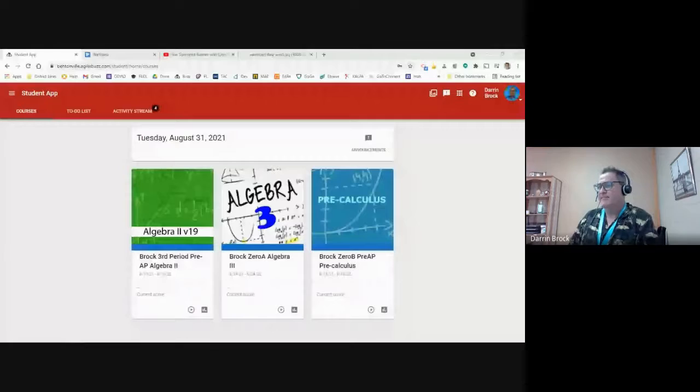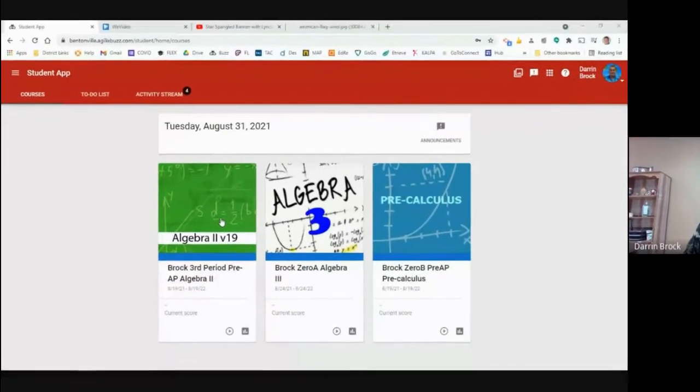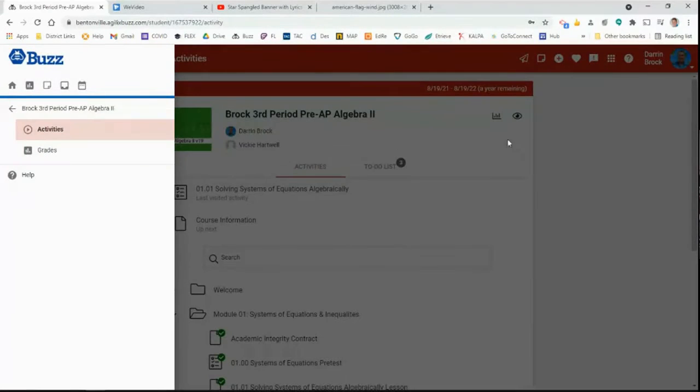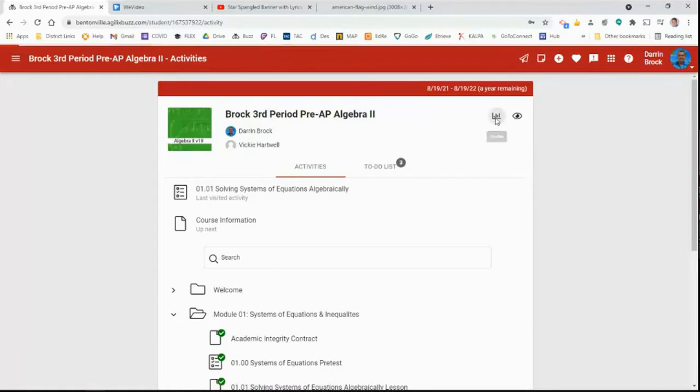Let's look at the buzz today to see what we should have already turned in and what is due for this week. So I'm going to pull up the student account here that I have, and let's look at Algebra 2. If I go to this grade screen, remember I can go up here in the menu and go to grades, or I can click this little icon. I'm going to click the icon.